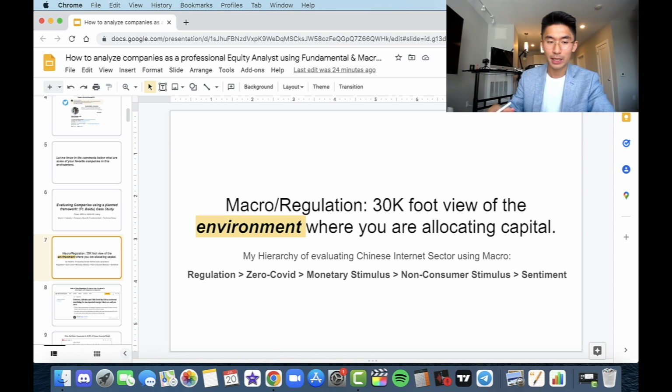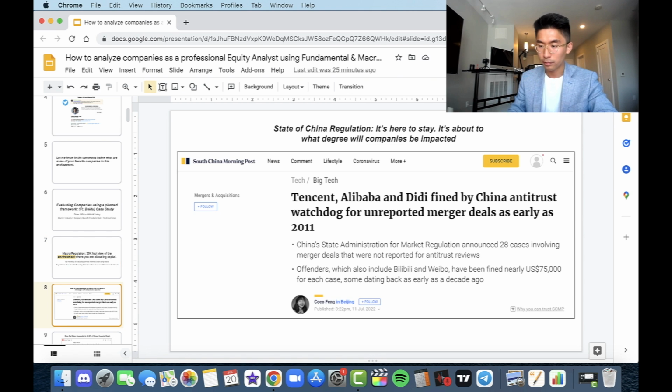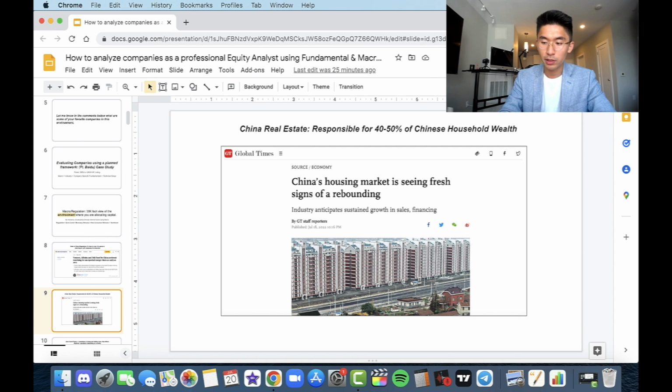Now, for a deeper dive as to why I believe the hierarchy is structured this way, I discuss this very much in detail inside my community, but this is my general hierarchy where I make my decisions based off of this framework. Now, in terms of China regulation, I believe that it's here to stay. It's about to what degree will companies be impacted, and in terms of understanding the Chinese household, it's important to really follow real estate as well, because it's responsible for 40 to 50% of Chinese household wealth.